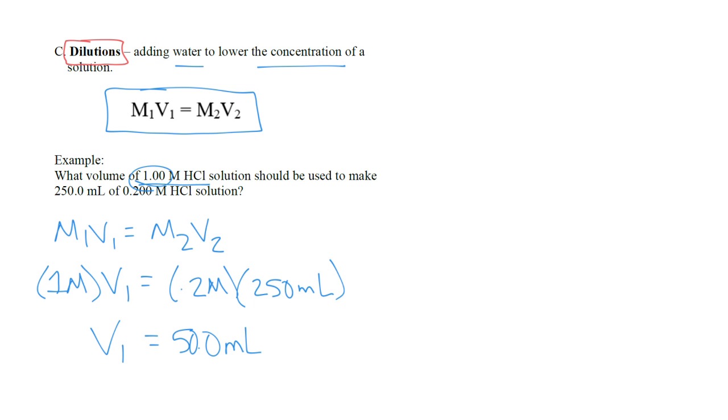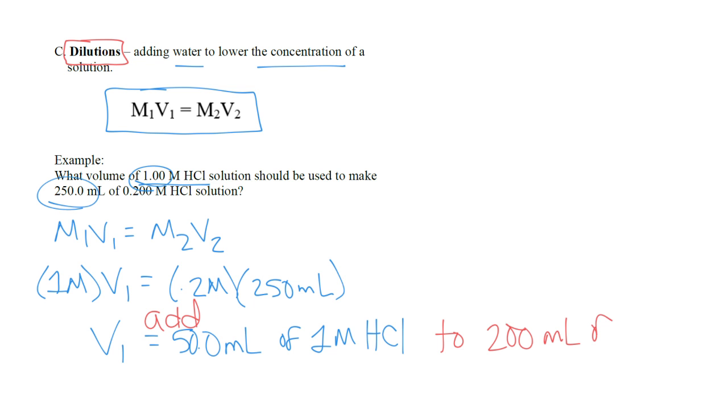So if I need 50 milliliters of 1 molar HCl, then you'll also need to know how much water you need to add to that. Well, if my solution is 250 milliliters, then I'm going to add 50 milliliters of HCl to 200 milliliters of water. And we always add acid to water. So together my solution will have a volume of 250.